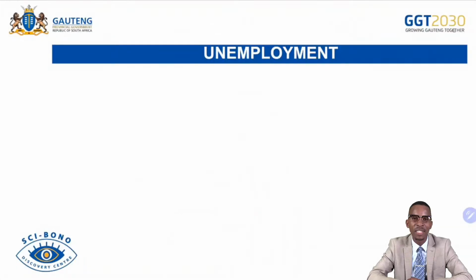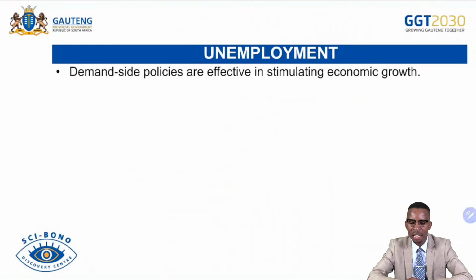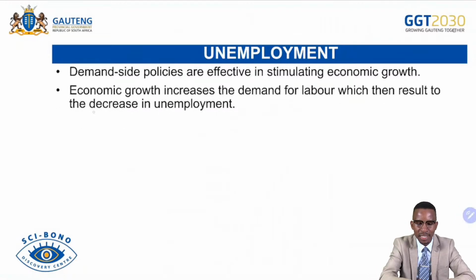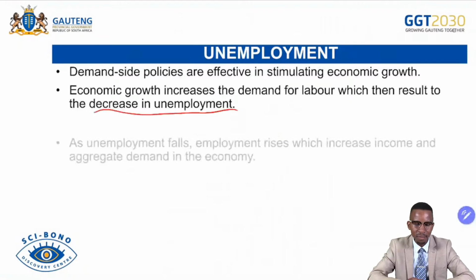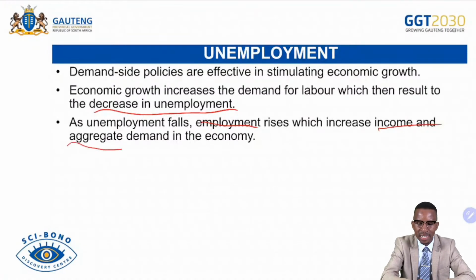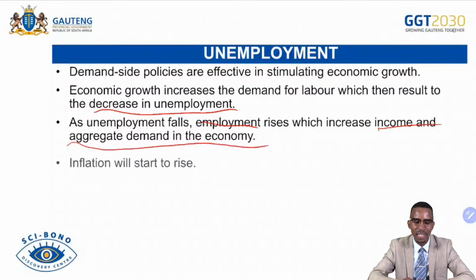And then the unemployment. Here, demand side policies are effective in stimulating economic growth. Remember, if ever there's more economic growth, there will be high demand for labor. And if there's more demand for labor, what happens? That will lead to what? It will lead to less unemployment and more employment. And if there is more employment in the economy, inflation starts to increase because people are having income that are demanding more goods and services. Economic growth increases the demand for labor, which then results in a decrease in unemployment. As unemployment falls, employment rises, which increases income and aggregate demand. So remember, if there's more demand with less supply, inflation will start to rise.